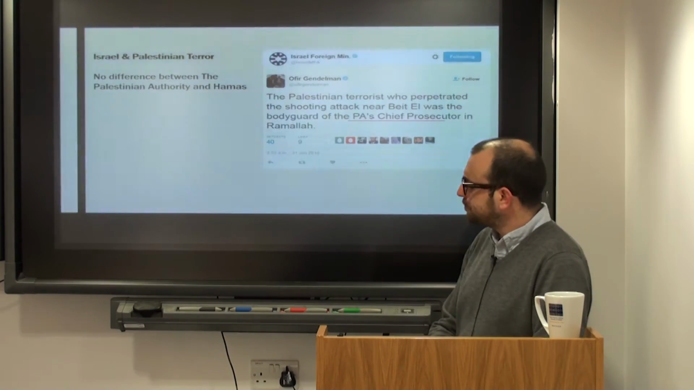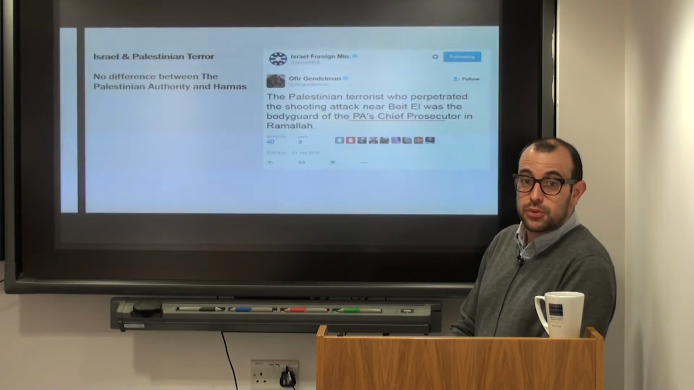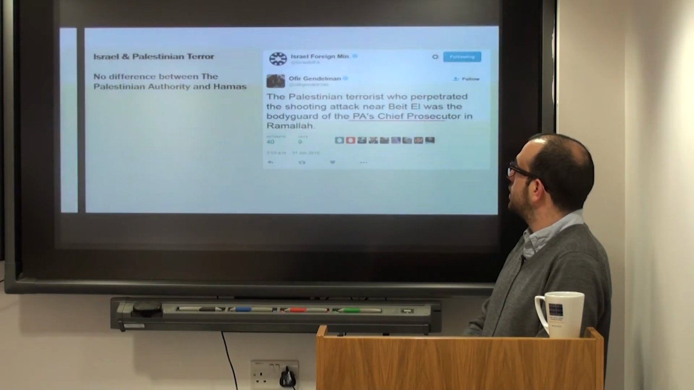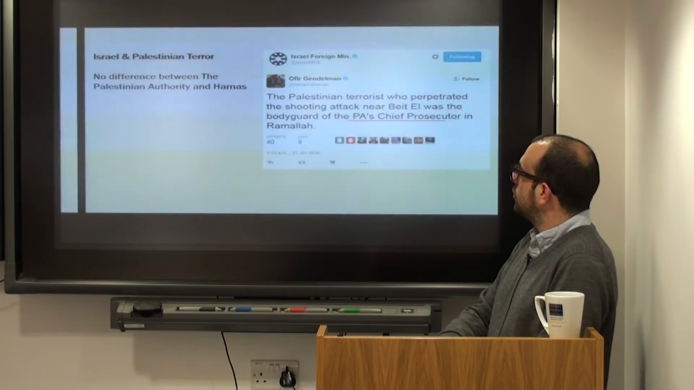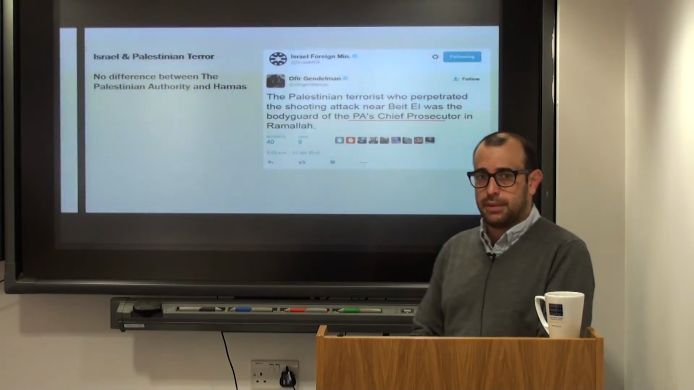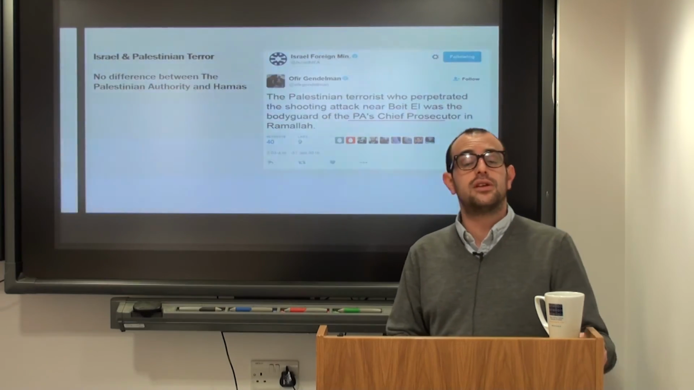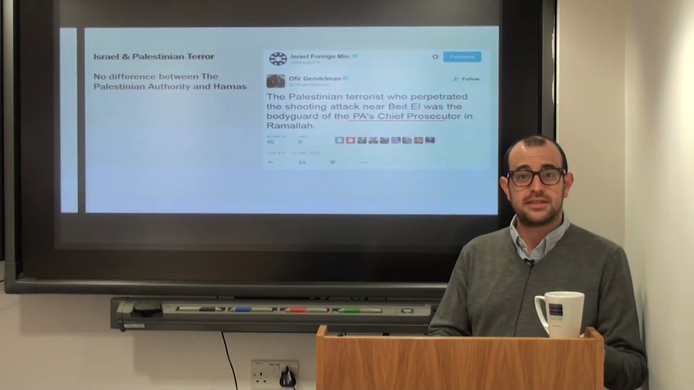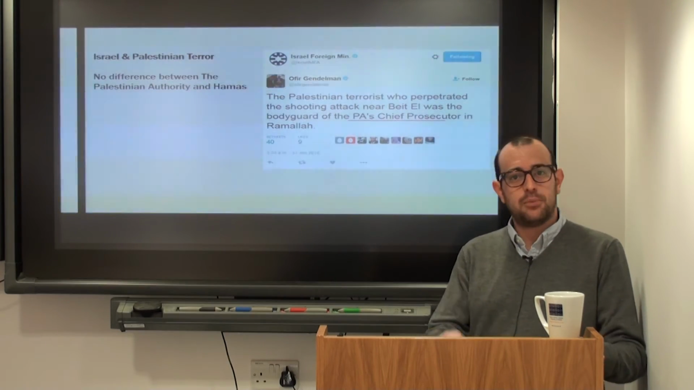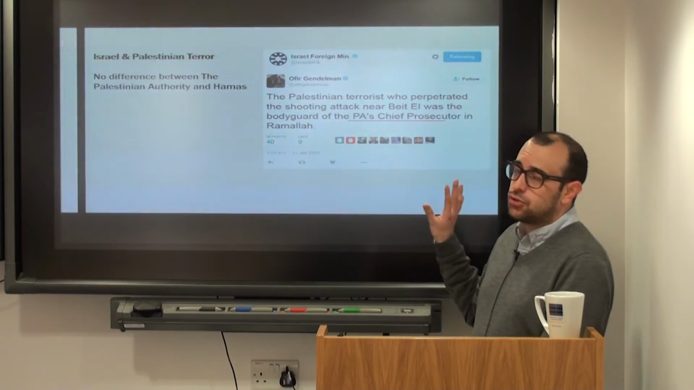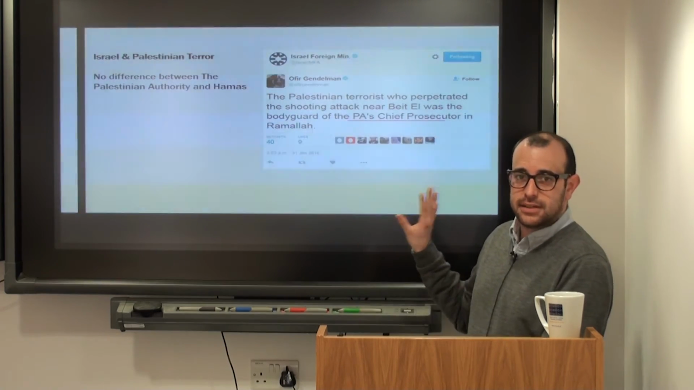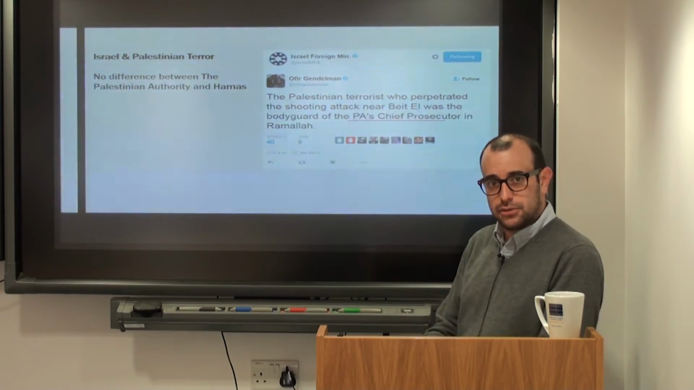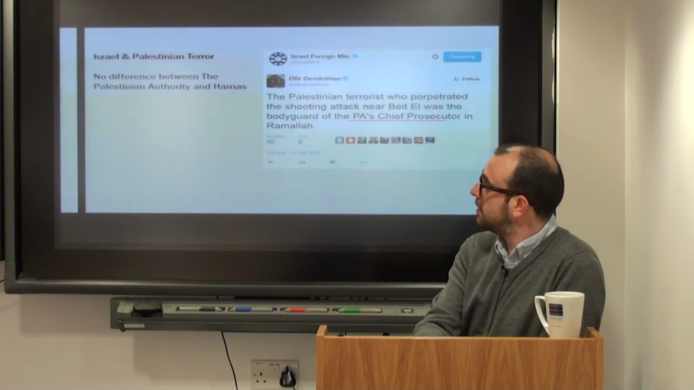And here we also have a tweet published by the spokesperson of the Israeli Prime Minister saying, "The Palestinian terrorist who perpetrated the shooting attack near Bet El, an Israeli settlement, was the bodyguard of the Palestinian Authority's chief prosecutor in Ramallah." Now this is interesting because usually when the Israeli Foreign Ministry tweets about terrorist attacks by Hamas, it says Hamas operatives, Hamas terrorists. It never identifies them by name or affiliation. And here specifically they do that. They say that the person who perpetrated this terrorist attack is part of the Palestinian Authority in order to show that just like Hamas, the Palestinian Authority is also dedicating efforts to attacking Israel.